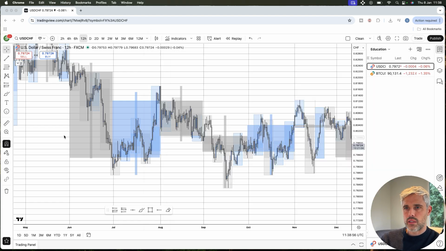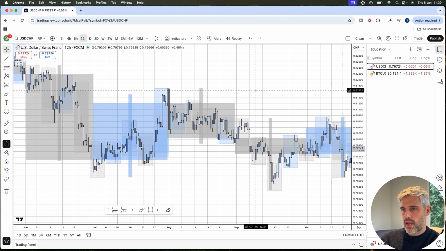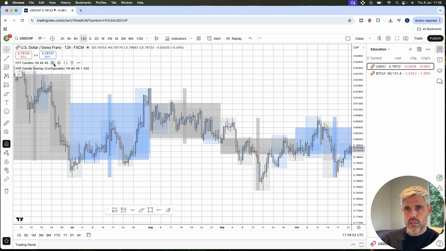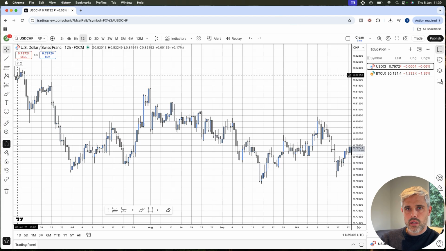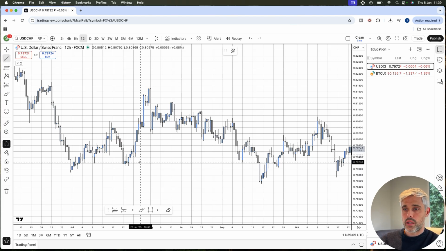So how to identify order blocks? If we are just to take any price action, first and foremost, I'm just going to clean off this chart. So if we're saying that the order block is the last candle that trades in the opposing direction to price action, it's quite easy to start marking them.